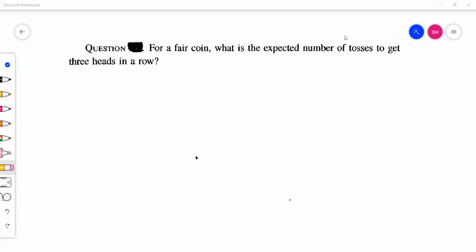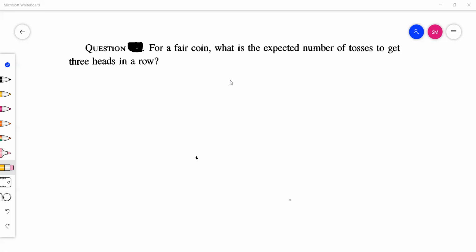It tells that for a fair coin, what is the expected number of tosses to get heads in a row? Okay, that means 3 heads in a row. Now, there's a disclaimer that you need to be very fluent in understanding the probability ideas and basic stuff of probability to really understand what is going on in this lecture. If you have not, please revise and get back to this, okay? And I'm sure you will understand it.